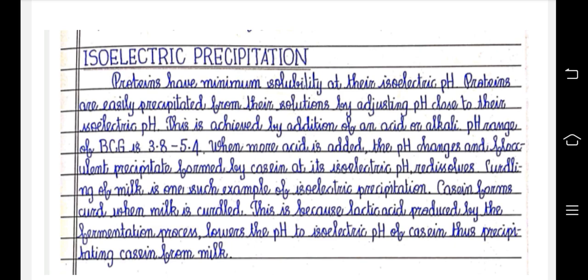The pH range of BCG is 3.8 to 5.4. When more acid is added, the pH changes and the flocculent precipitate formed by casein at its isoelectric pH resolves. Curdling of milk is one example of isoelectric precipitation. Casein forms curd and then milk is curdled. This is because lactic acid produced by the fermentation process lowers the pH to the isoelectric pH of casein, thus precipitating casein from milk.